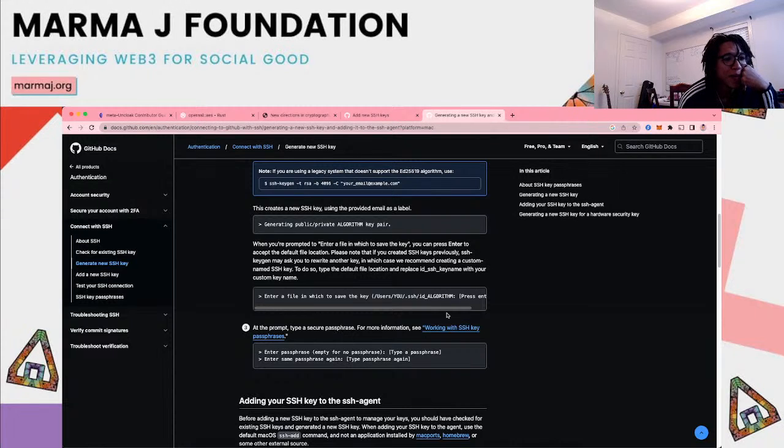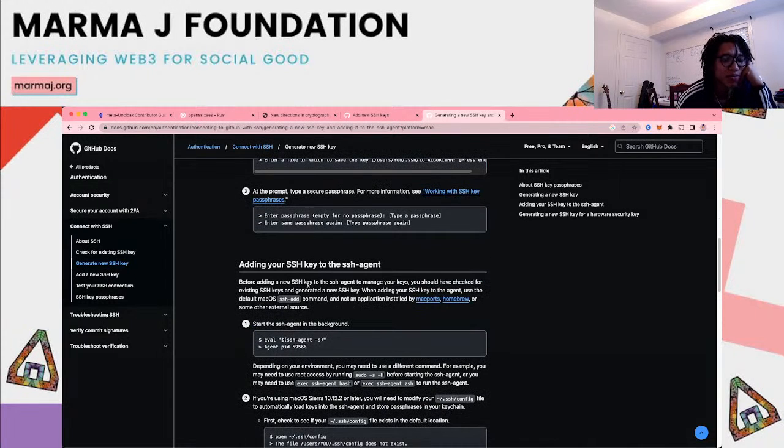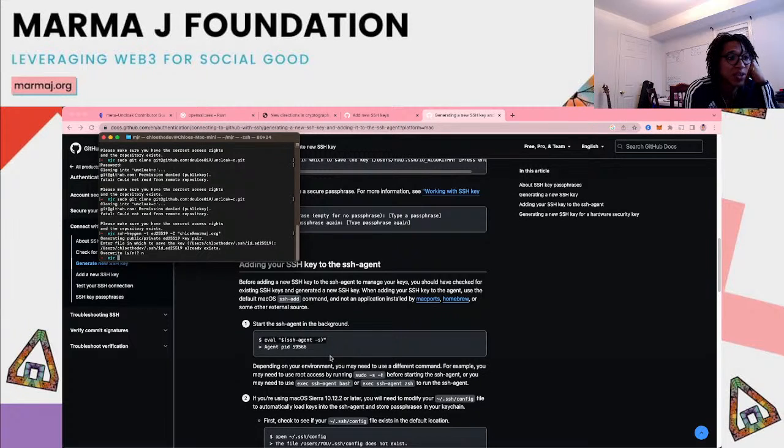At the prompt, type a secure passphrase. I don't have a passphrase. Man, my stuff's not that secure. I'm not trying to keep any of this secure. I'm trying to build and have fun. So, oh yeah, I already have this. Okay, let me just do this part. I did this a couple weeks ago. I forget literally instantly every time.